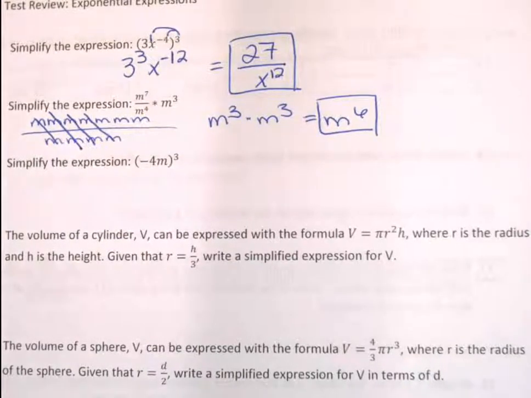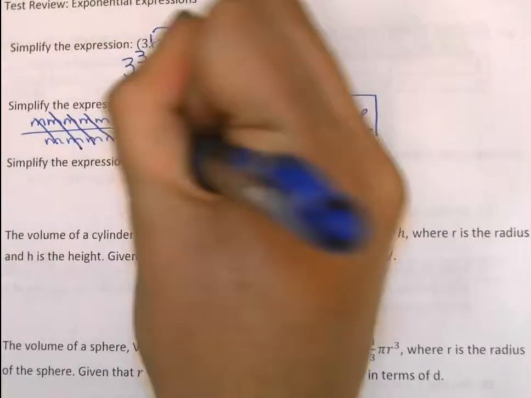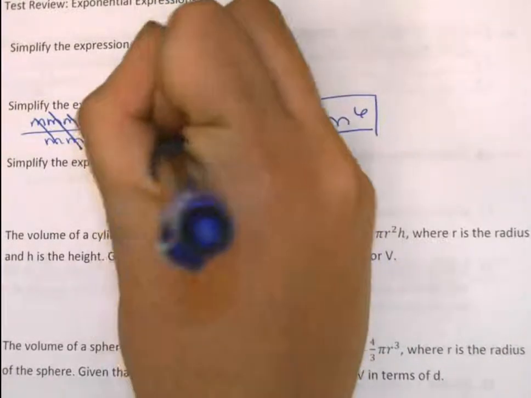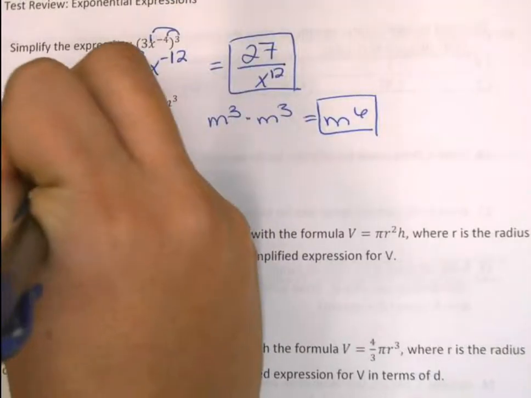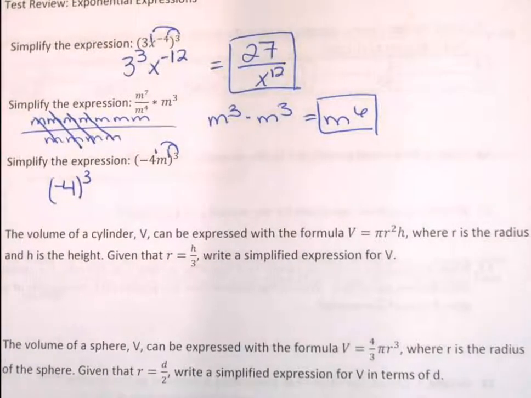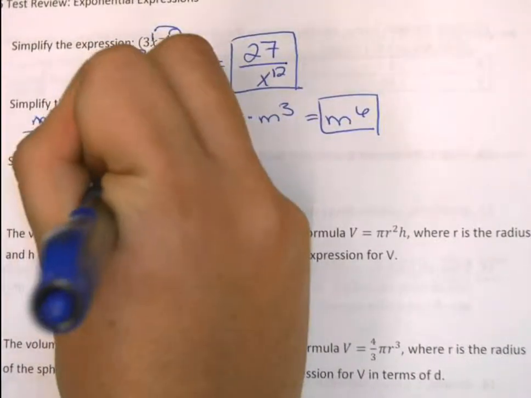Number 3 is very similar to number 1. The 4 has a secret exponent of 1. The m has a secret exponent of 1 as well. I distribute my 3 to the exponents. I have negative 4, and I put this in parentheses to the 3rd power, because the negative belongs with the 4, so I want to keep it all together. And then I also have m cubed.